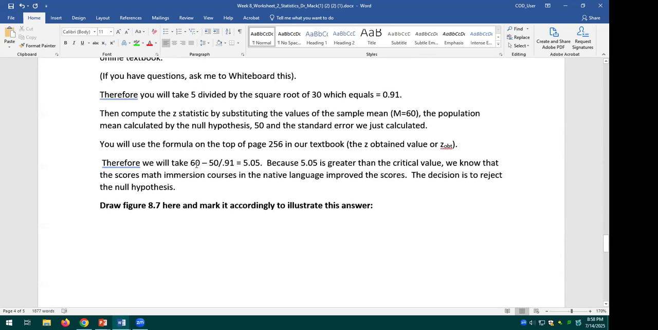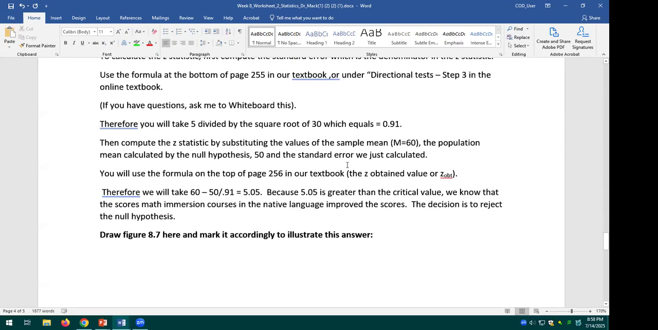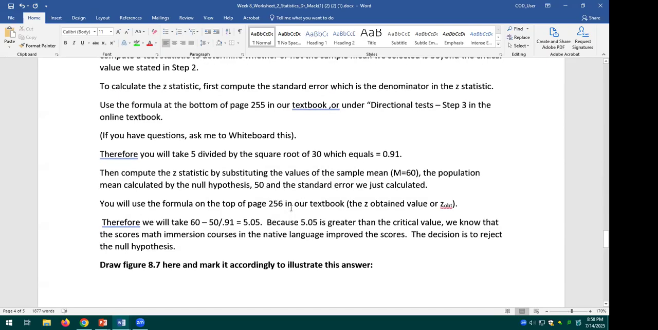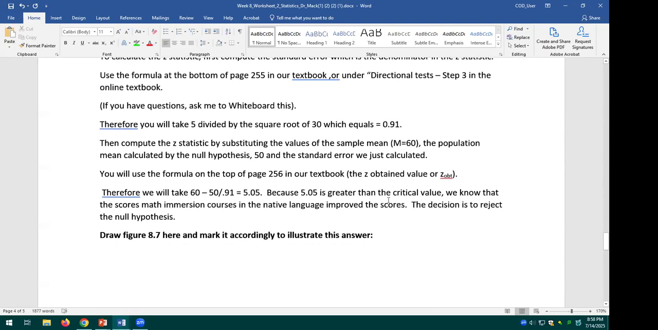So the sample mean minus 50, the population mean, divided by 0.91, gives 5.05, that's greater than the critical value. Therefore, we know that the math immersion in native language improved the scores. The decision is to reject the null hypothesis that it didn't work. That'd be the math behind the English immersion scores.